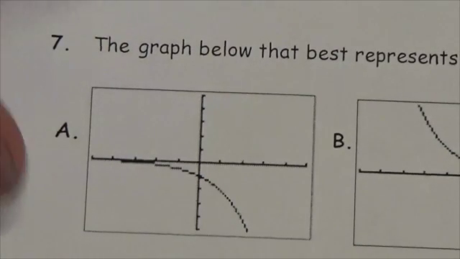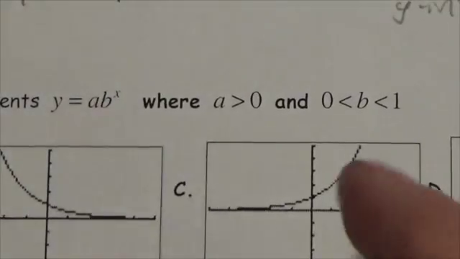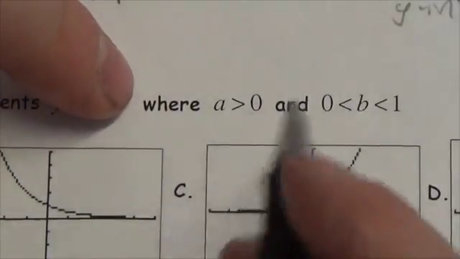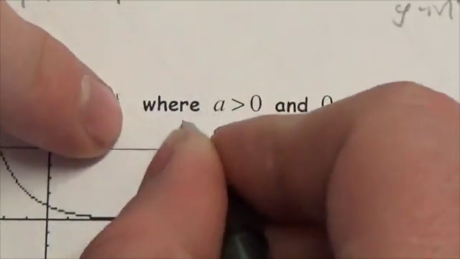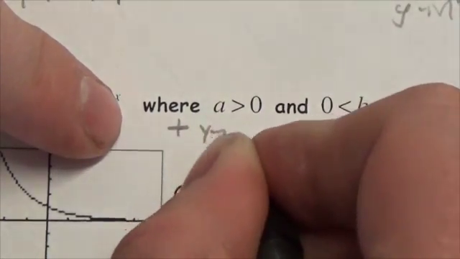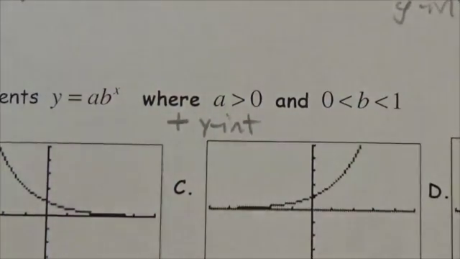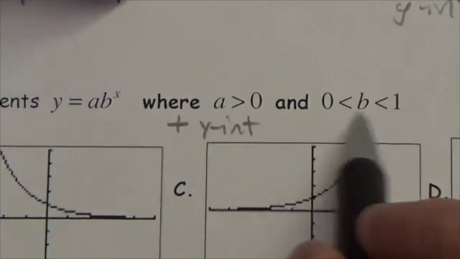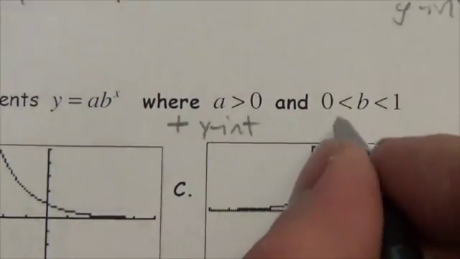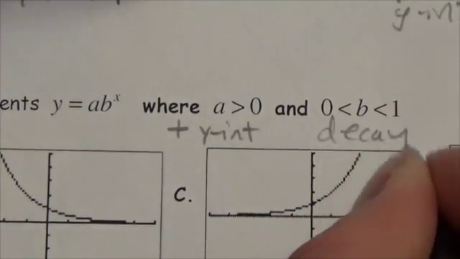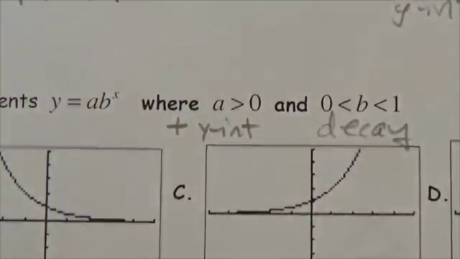Okay, so let's just review what the question was telling us about the function here. First of all, where a is greater than 0. Now this means a positive y-intercept, because that's what a is going to be. A is greater than 0. And if I've got b between 0 and 1, this is going to be a decay function. It's going to be decreasing, so it should be dropping to the left here.